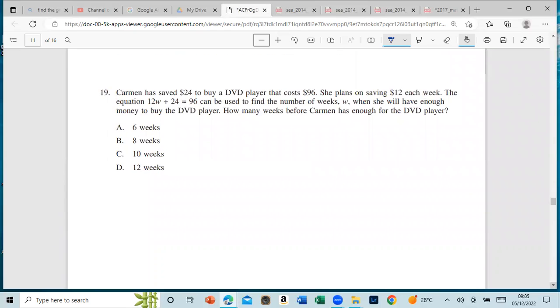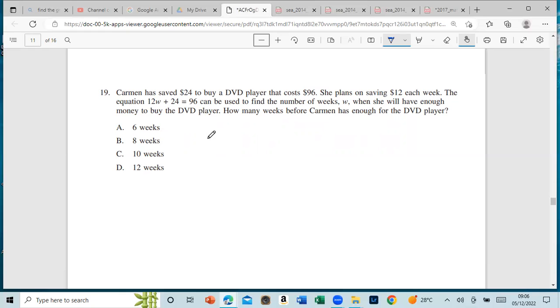Carmen has saved $24 to buy a DVD player that costs $96. She plans on saving $12 each week. The equation 12x plus 24 can be used to find the number of weeks. How many weeks before Carmen has enough for the DVD player? Alright, so we have to use the formula.